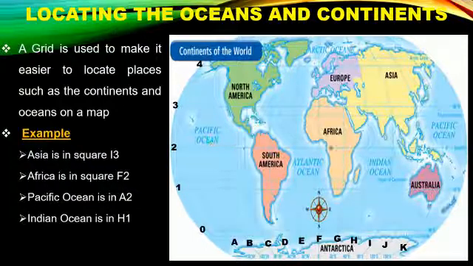Now, if we come to example number 3, that is the Pacific Ocean. The Pacific Ocean is in A, and it is joining with 2. In a similar manner, try to find the Indian Ocean on your own.